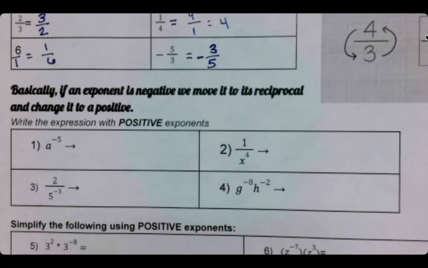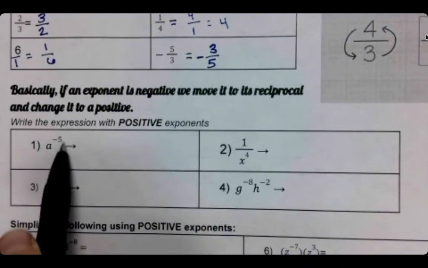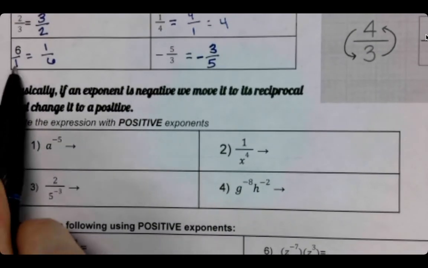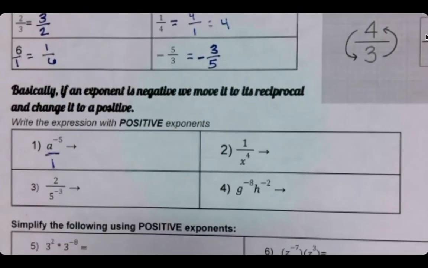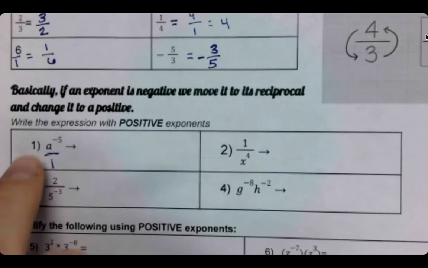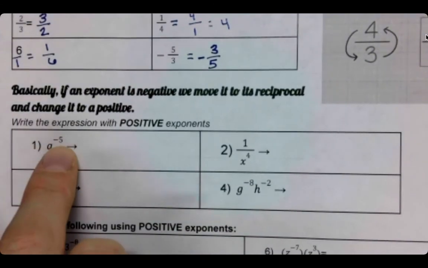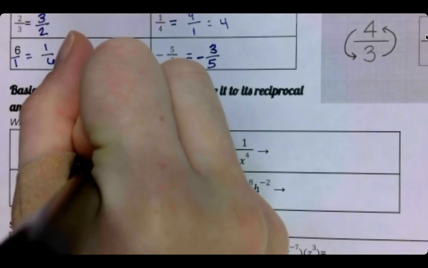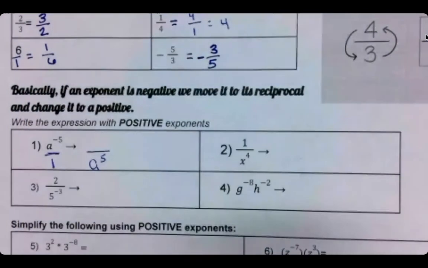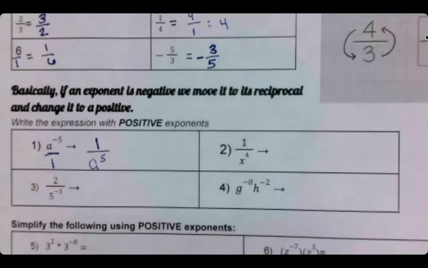All right? So here, same thing like in the 6/1. We're going to put it over 1. All right? So the a to the -5, we're going to move the a to the -5 to the bottom, change it to a positive, and write a 1 on top.